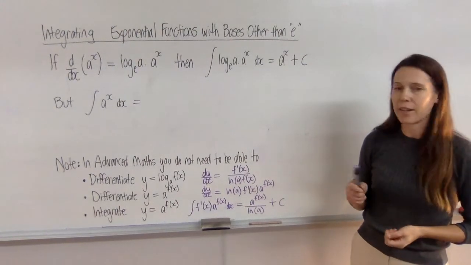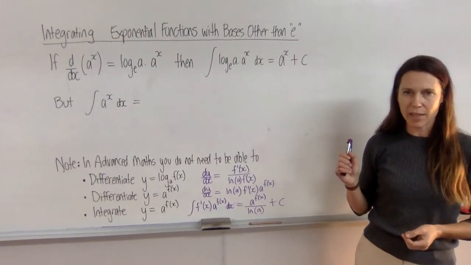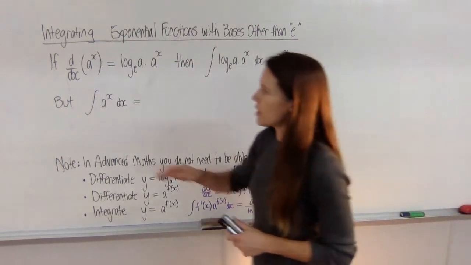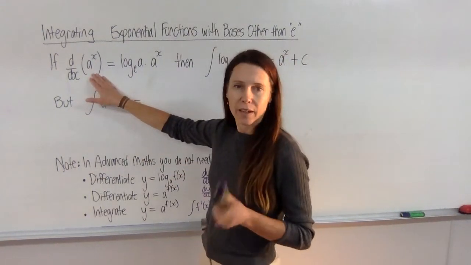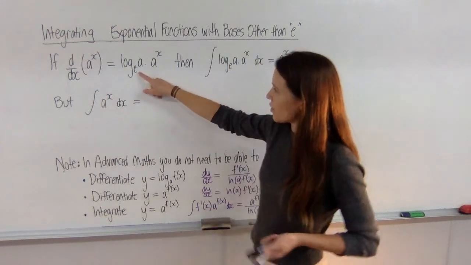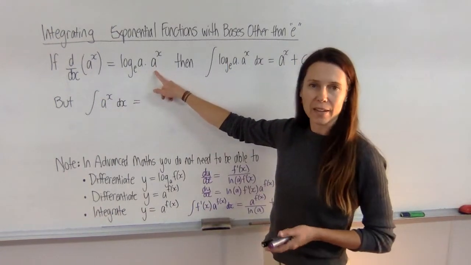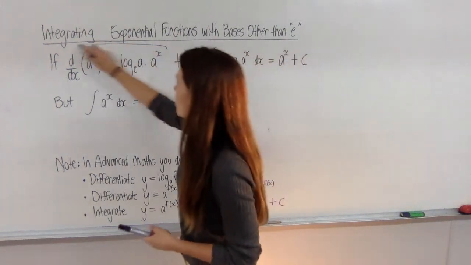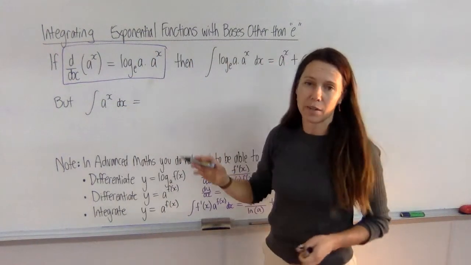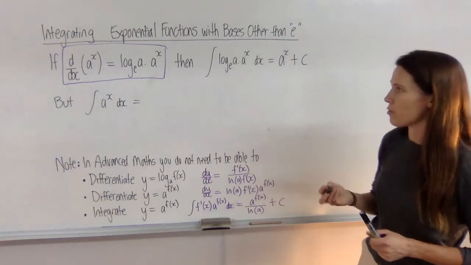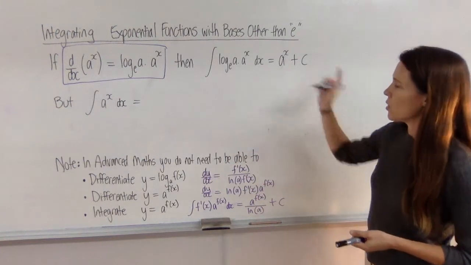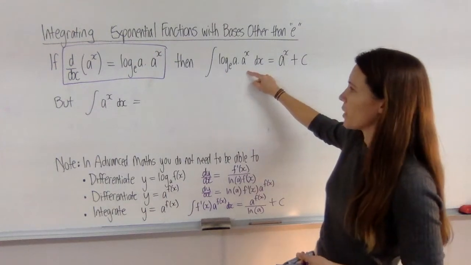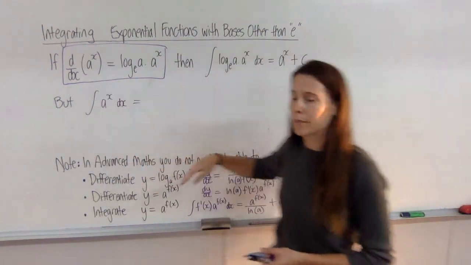Now, if we can differentiate exponential functions that have bases other than e, it makes sense that we should be able to integrate them as well. We've already seen that if we differentiate a to the power of x, we get the natural log of a multiplied by a to the x, and this result's reasonably simple. This one's not bad to actually just remember. But if we forget it, we have learned how to work our way through the steps and find it again. So it makes sense that if we want to integrate this, we will get back to that.